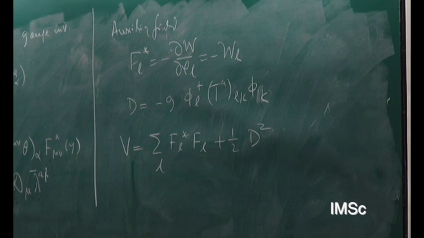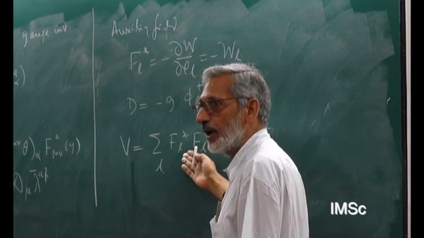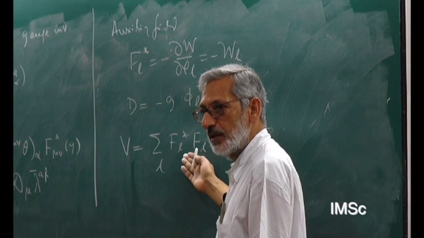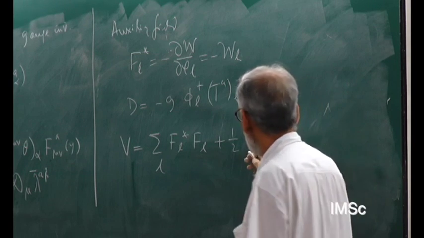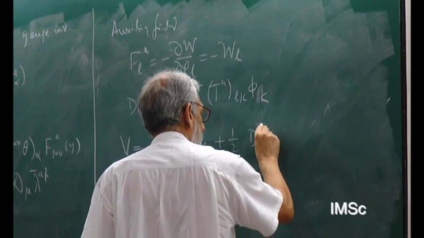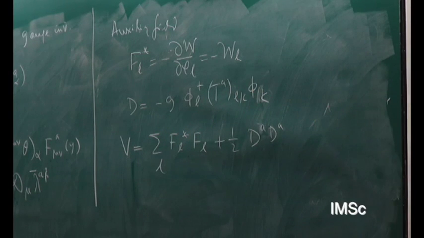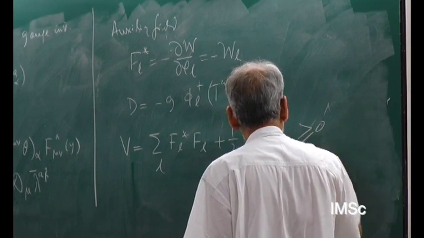We don't have to do much exercise now because this is the structure that it should be. Because we have always learned that the potential finally is the square of the auxiliary fields of the chiral superfields and the square of the auxiliary field of the vector superfield. Now let me write it, this is D^A D^A, and this is non-negative.